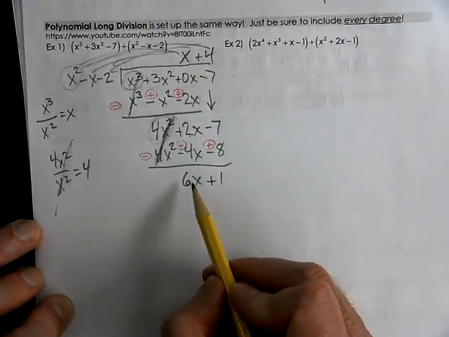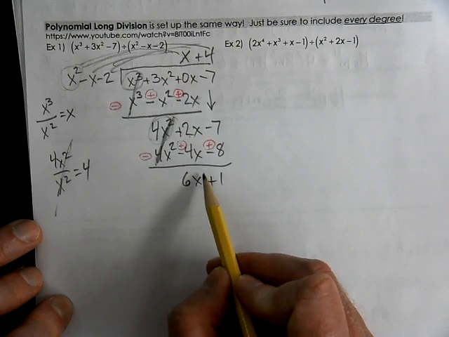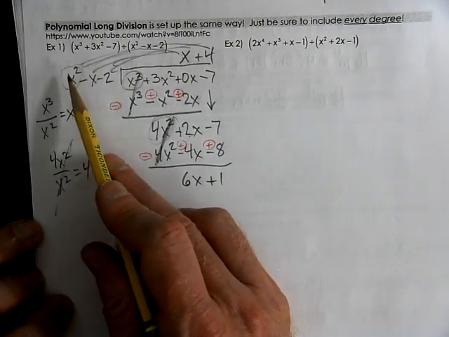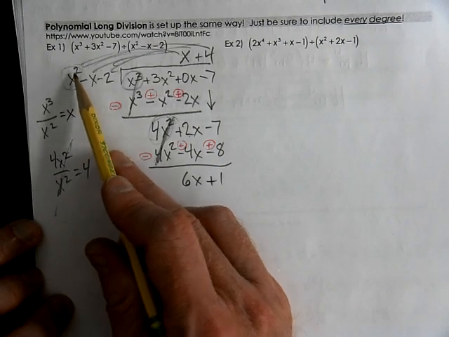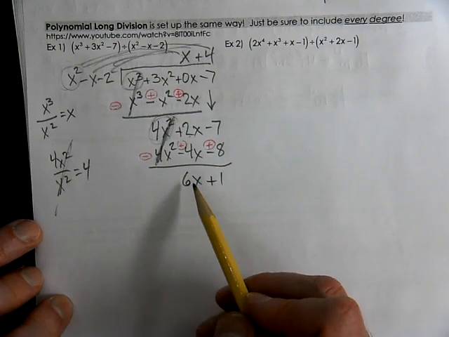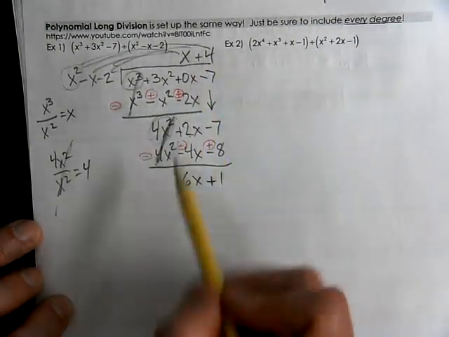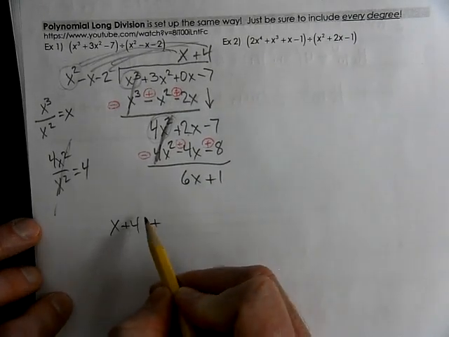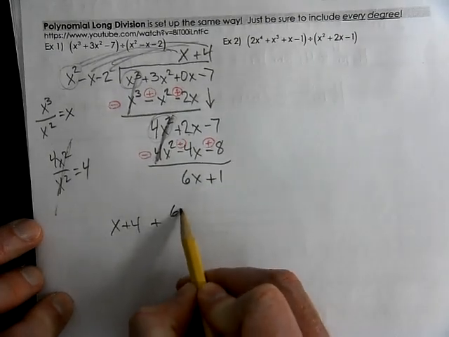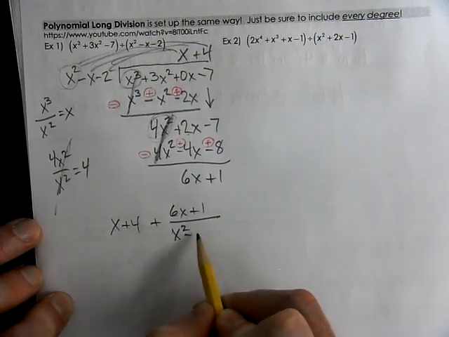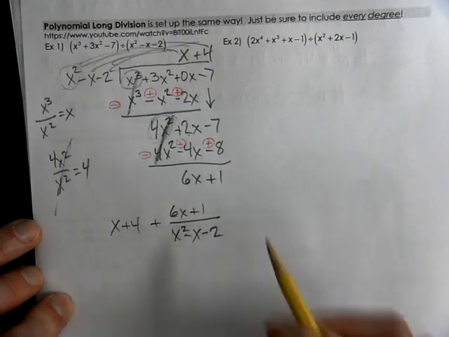And even more importantly, this is 6 to the first power. This is the second power. Square doesn't go into x. So that helps remind us that we're done. So we have x plus 4 and 6x plus 1 over x squared minus x minus 2.